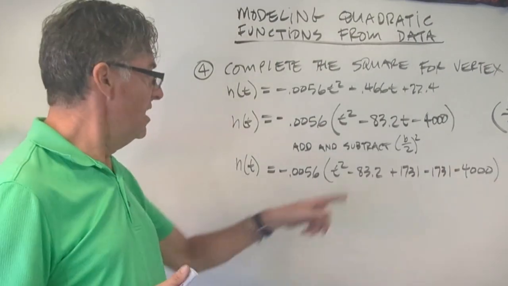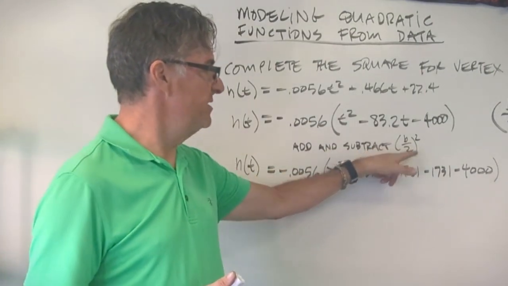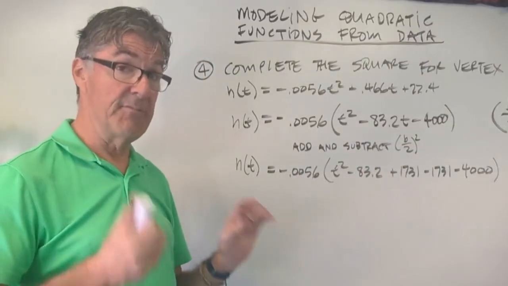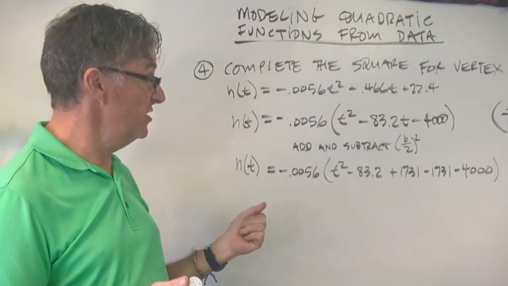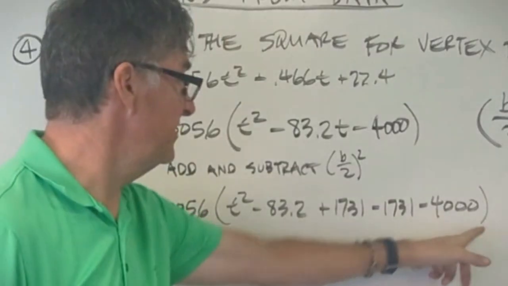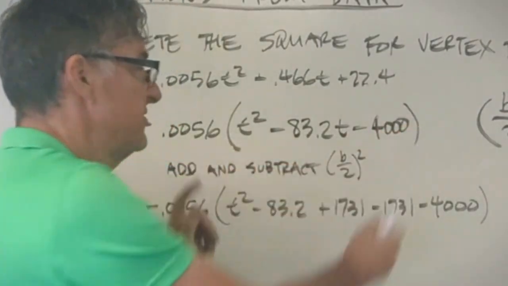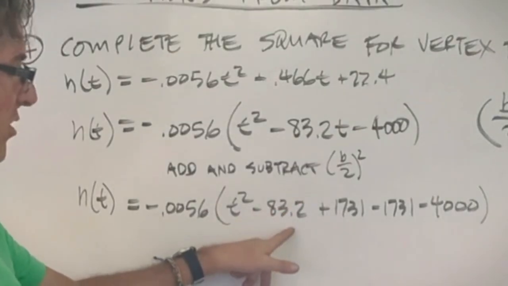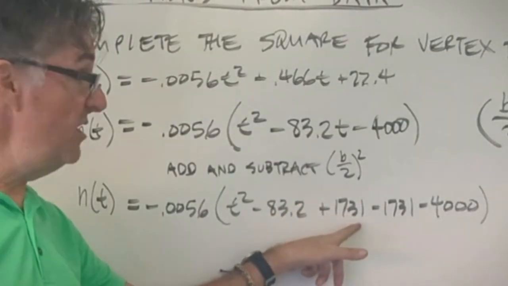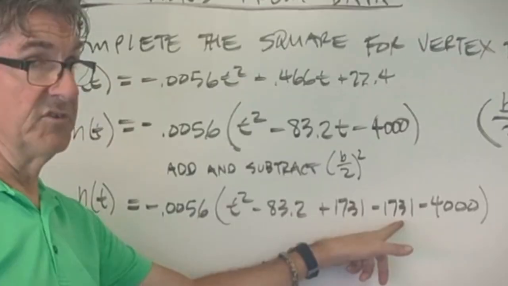So check this out. I'm adding and subtracting b over 2 squared. Seems weird, but I'm going to show you why in just a second. So my b over 2 squared is 1731. I'm keeping my parentheses around this section because that's what I'm manipulating right here. So I have my t squared minus 83.2 plus b over 2 squared minus b over 2 squared.